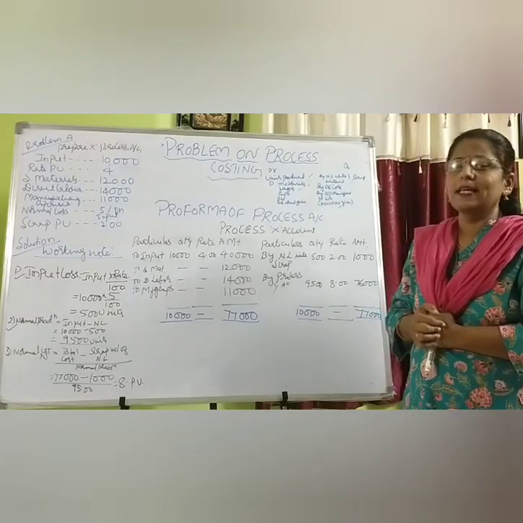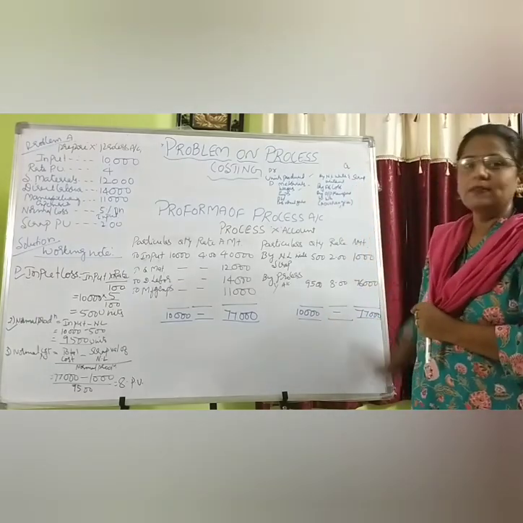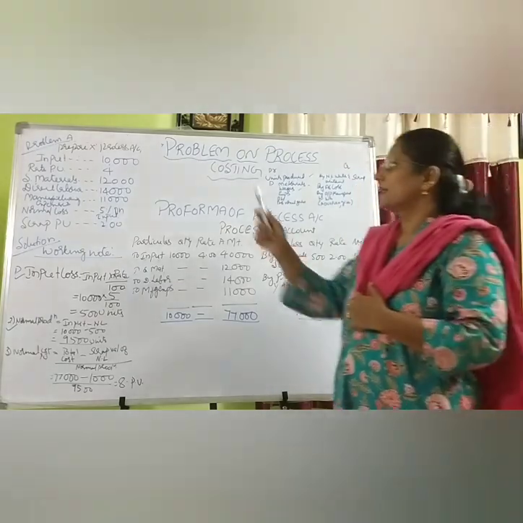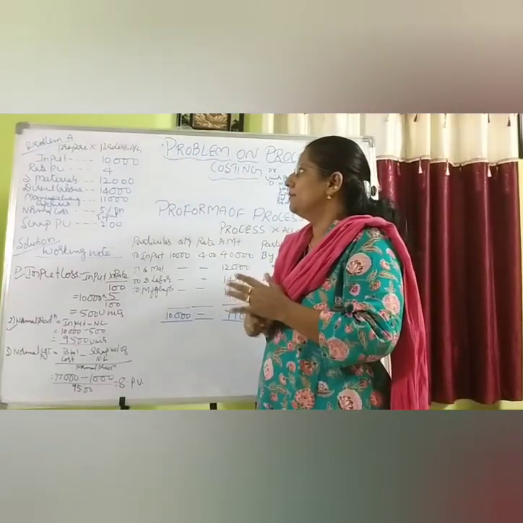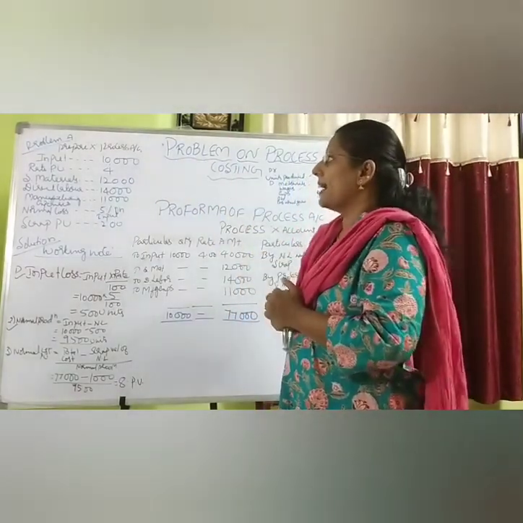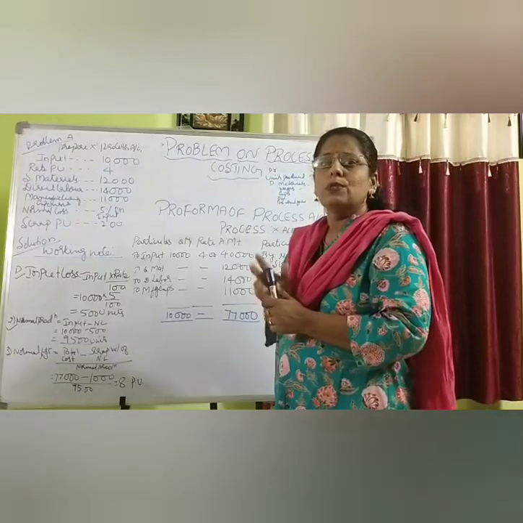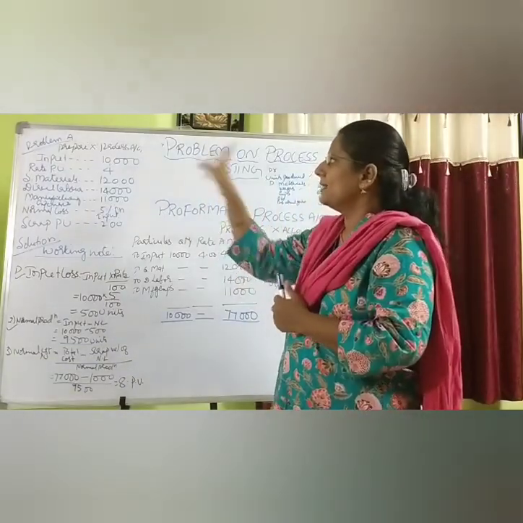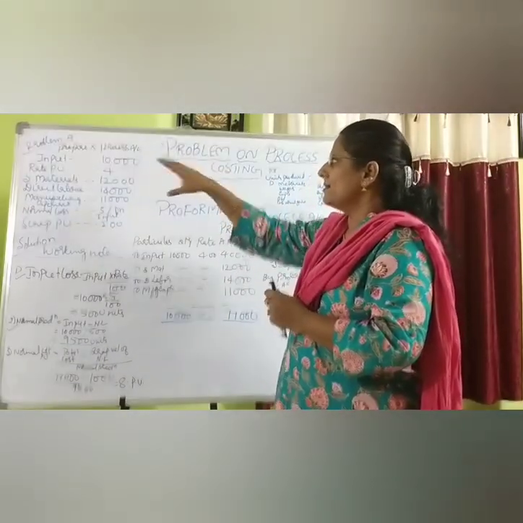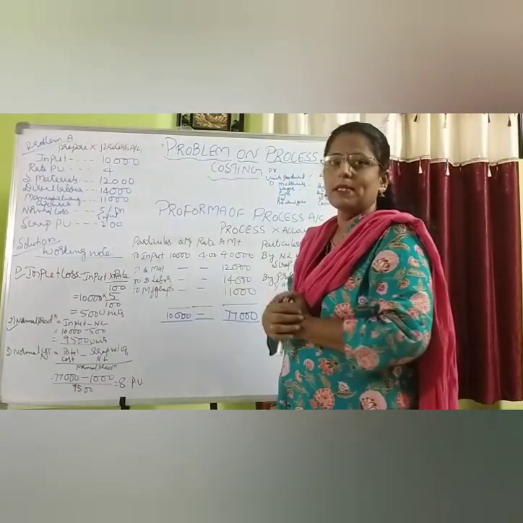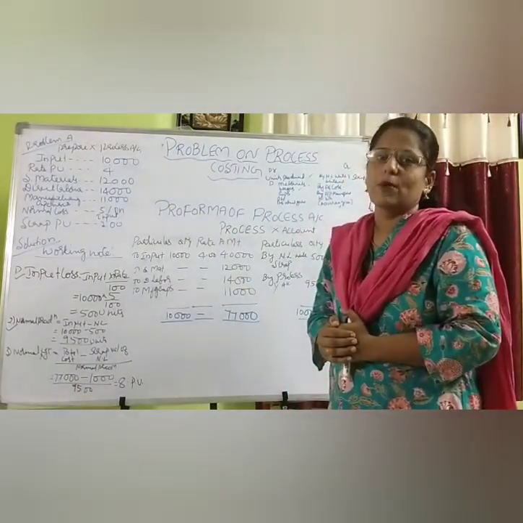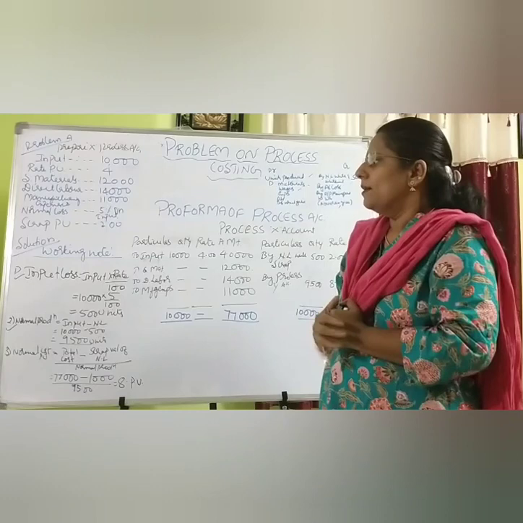Then next we shall see one small problem based on this. Now this is the problem. The product passes through two stages, X and Y. By the following information we have to prepare the process account.